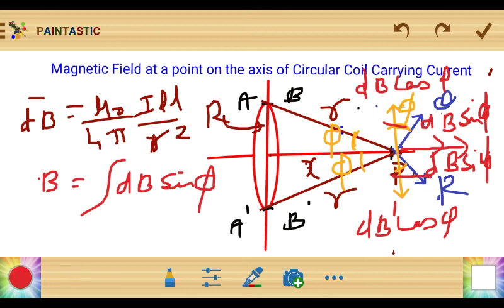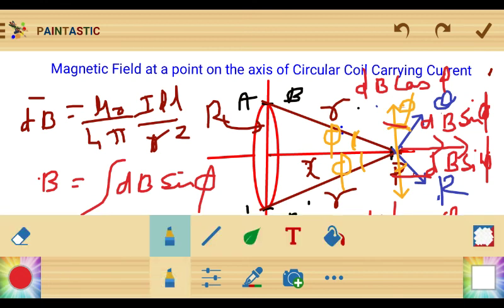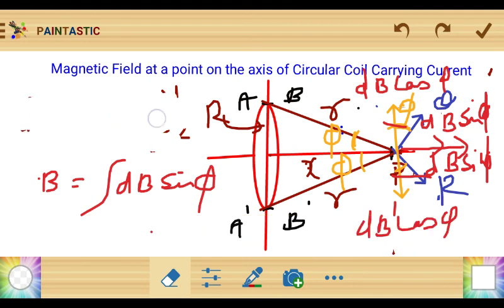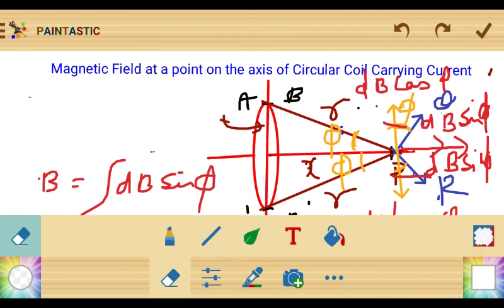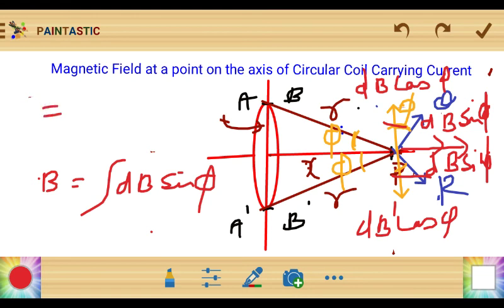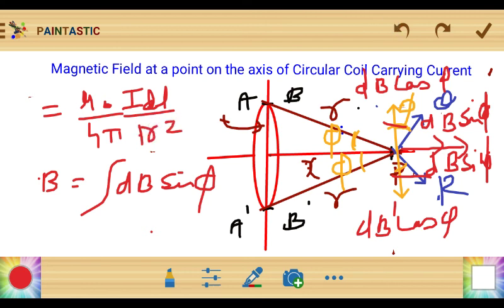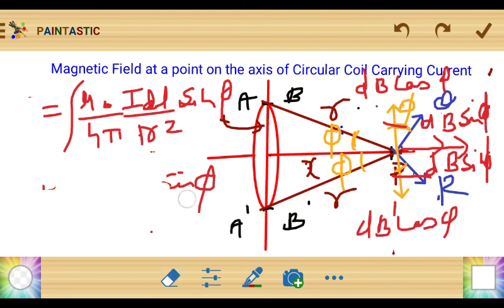Now we have to substitute the value of this dB from above. So after substituting, it will be mu 0 I dl upon 4 pi r square, sin phi, integral. So what is sin phi?